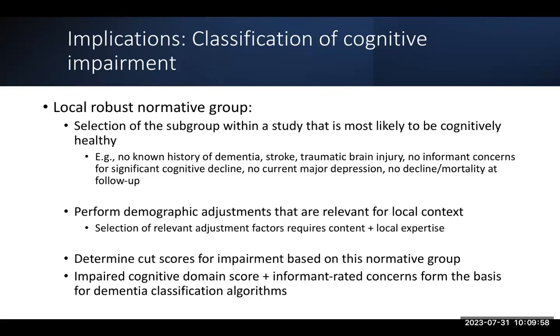We then perform demographic adjustments that are relevant for that particular local context. We determine cut scores, and then we apply that to the full sample. In that way, we're able to understand whether this cognitive performance, these cognitive test scores, are normal or not within that particular local context.